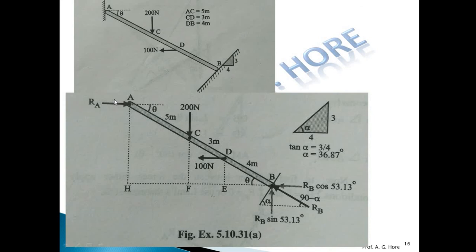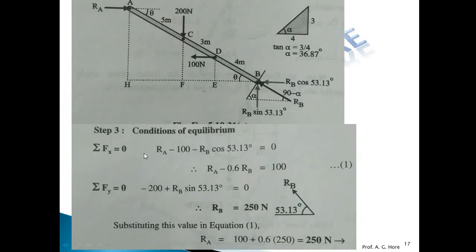So we have the three equations, summation Fx = 0, summation Fy = 0, and moment = 0. So apply one by one and we want to find out RA, RB and theta. Three unknowns, three equations. We can solve this by three equations. Okay, so apply one by one. First of all, summation Fx. RA minus 100 minus RB cos of 53. There are only three horizontal forces, write down that.